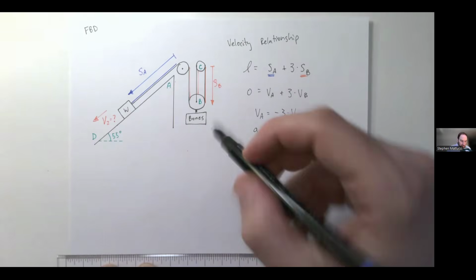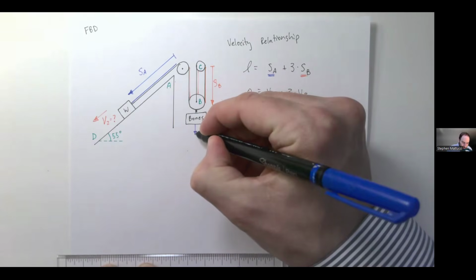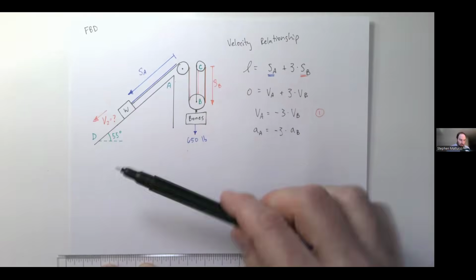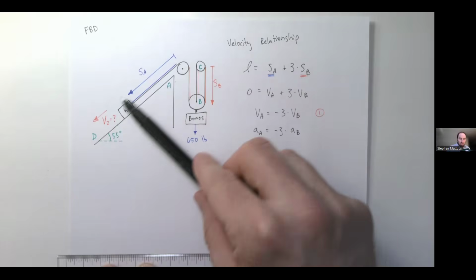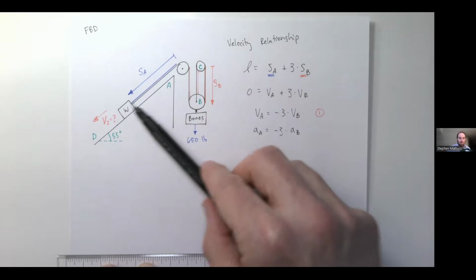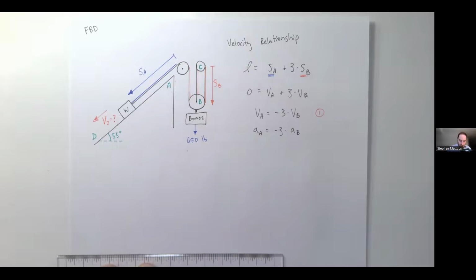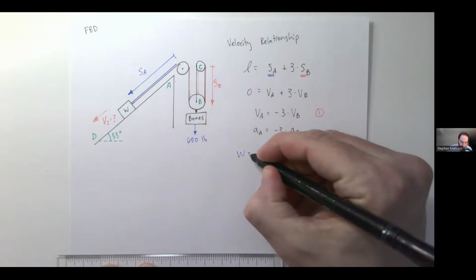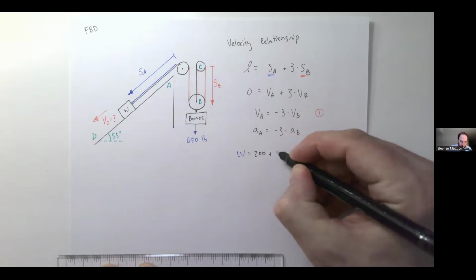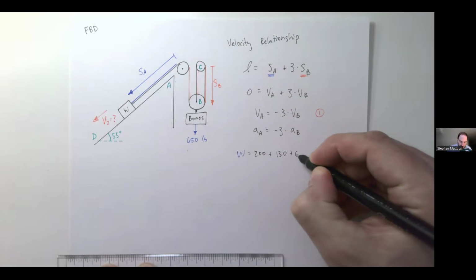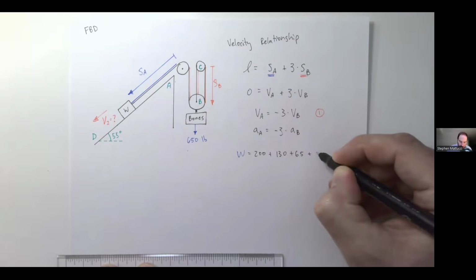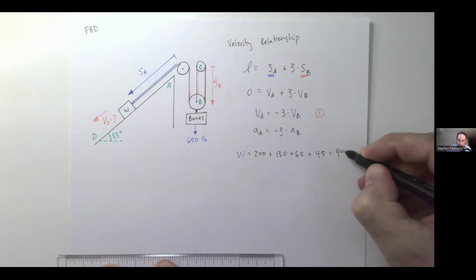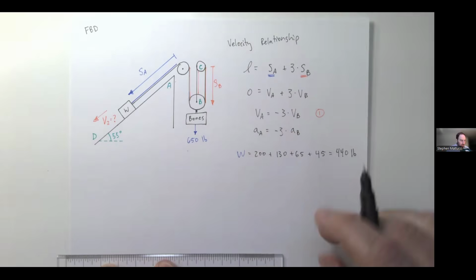So the bones, it says the bones weigh 650 pounds. So we can add this here. And notice here for the free body diagram, I've just clumped the people all as one. We can treat the people as one body here. And the weight of these people is 200 plus 130 plus 65 plus 45 is equal to 440 pounds.